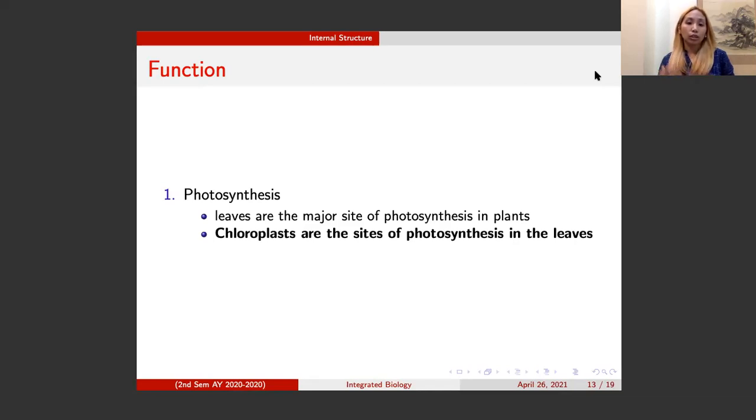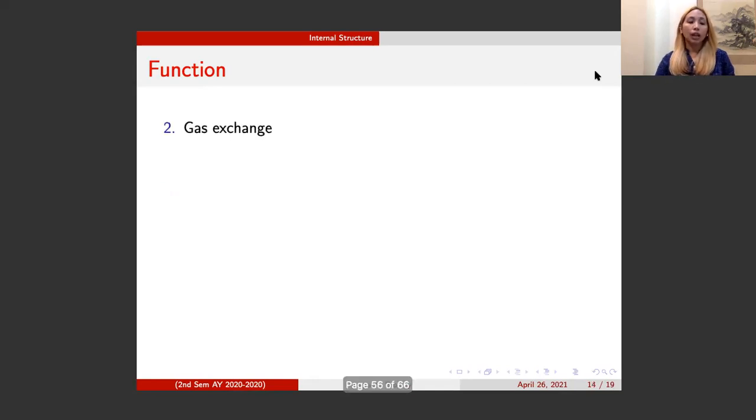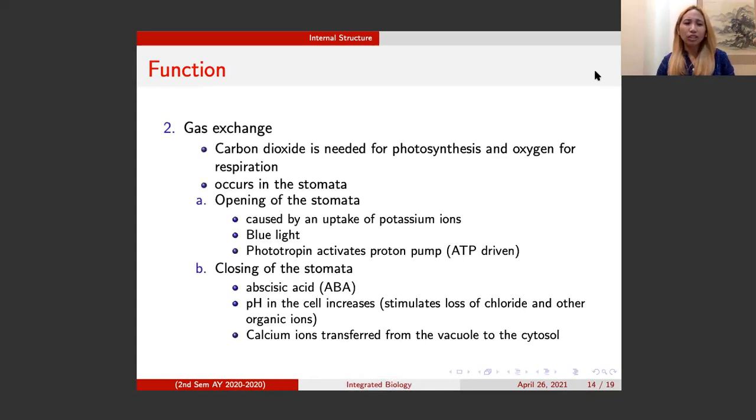Okay, so since chloroplasts are the site of photosynthesis and they are found mostly in the leaf and highly abundant in the palisade layer, this also contributes to the efficiency of the leaf being the major site of photosynthesis. Okay, and then of course we have gas exchange. A few things that you have to remember about gas exchange. Why is gas exchange necessary?